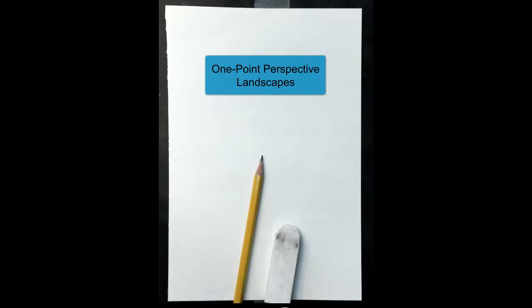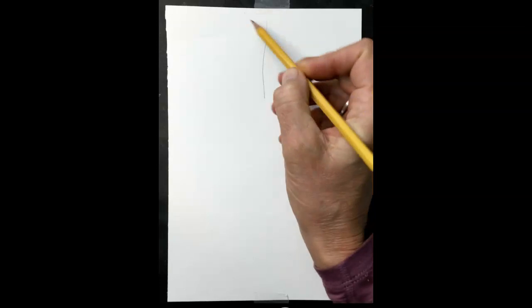All right, so today we're going to be making some one-point perspective landscapes. You're going to need a pencil and an eraser. So we're going to just do a few thumbnail sketches. And remember, thumbnail sketches are just small little drawings.